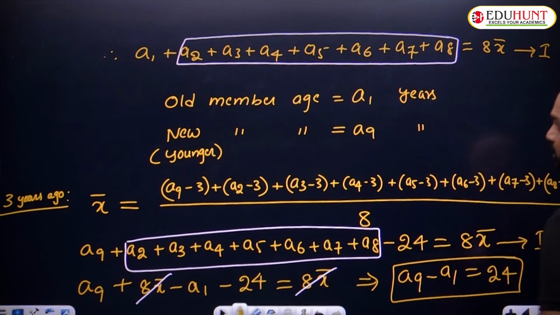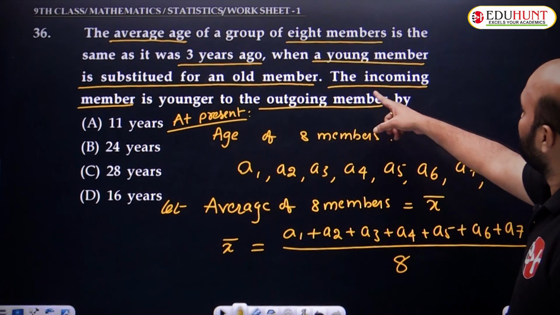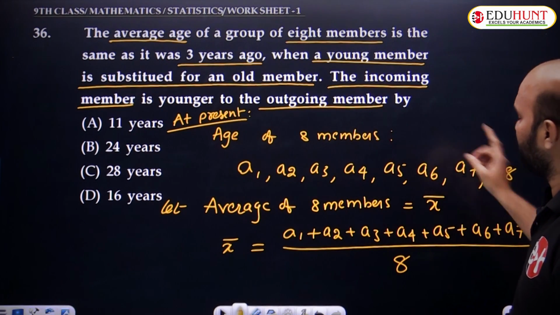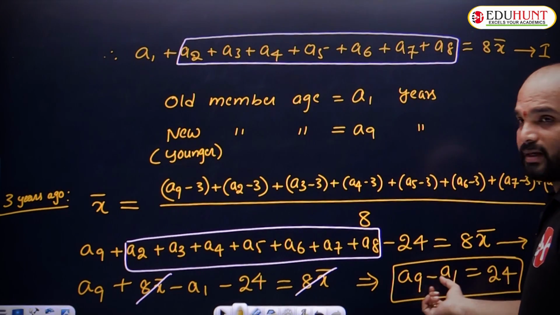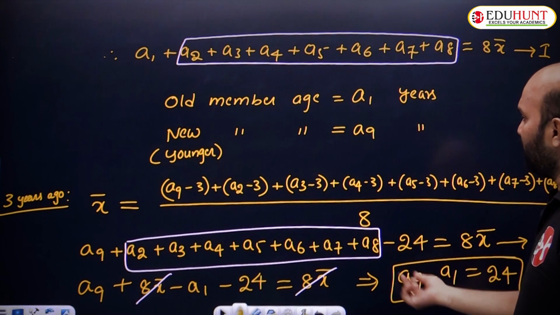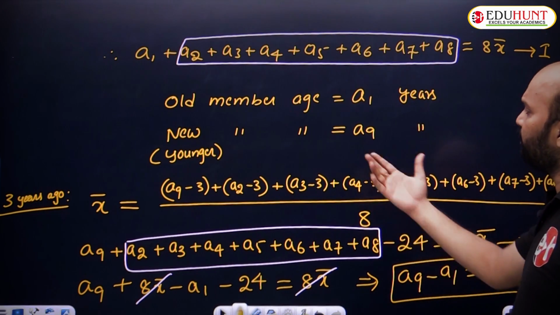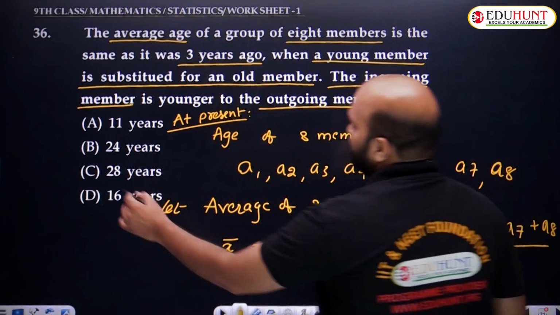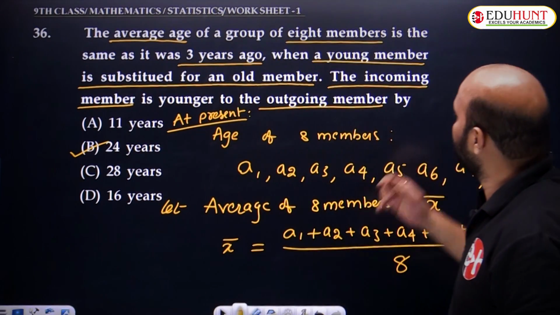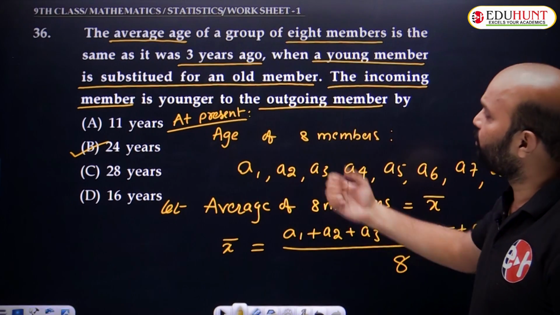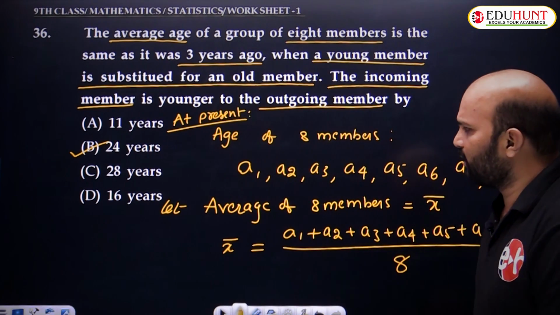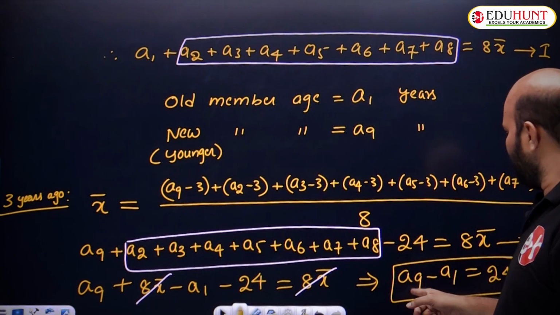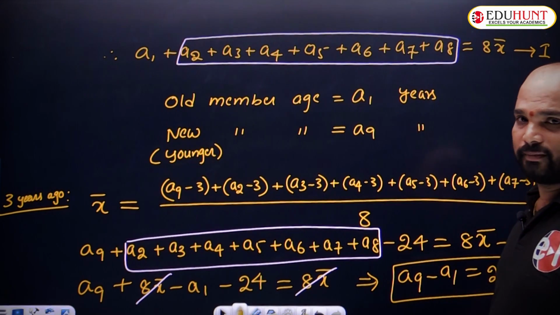So A9 minus A1 equals 24. Am I clear? The question I am asking: the incoming member is younger than the outgoing member by nothing but the difference between their ages. A9 is nothing but the newcomer, A1 is the old member. What is the difference? 24. So clearly the answer is 24 years. Option B is the right answer. The incoming member, the newcomer, is 24 years younger than the old member, or A9 minus A1 equals 24. Both are the same. Am I clear?